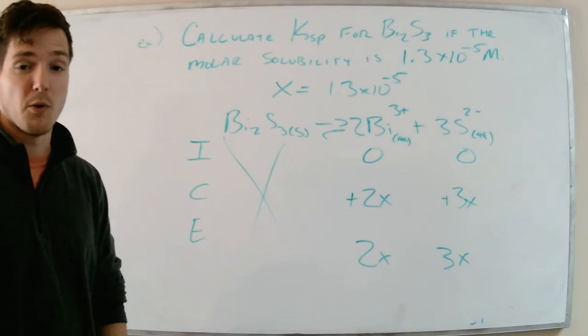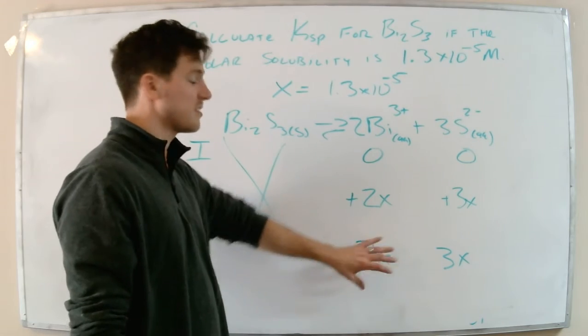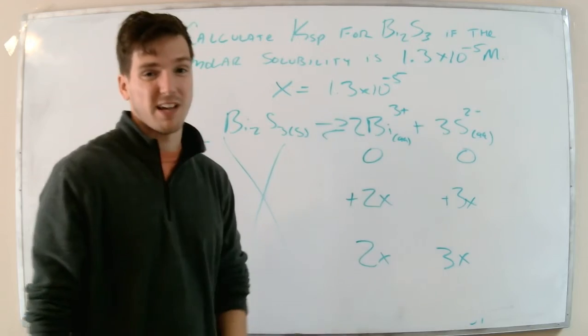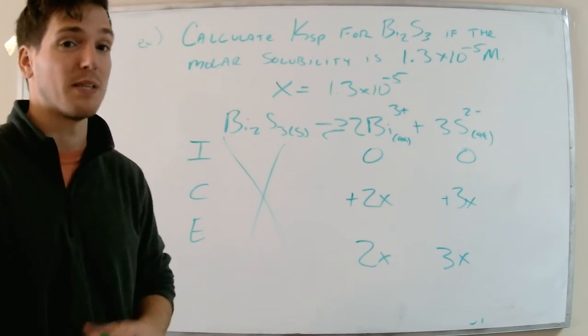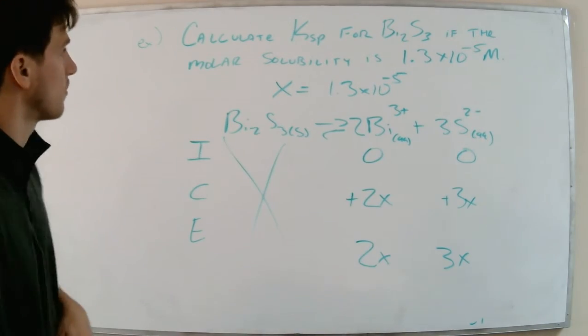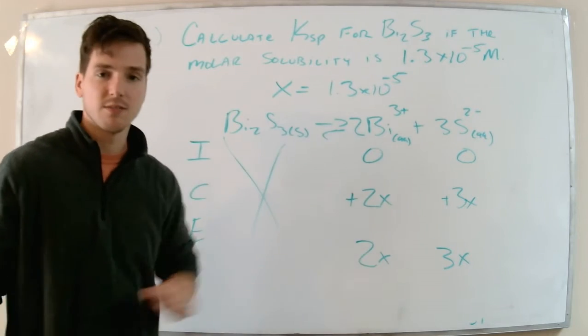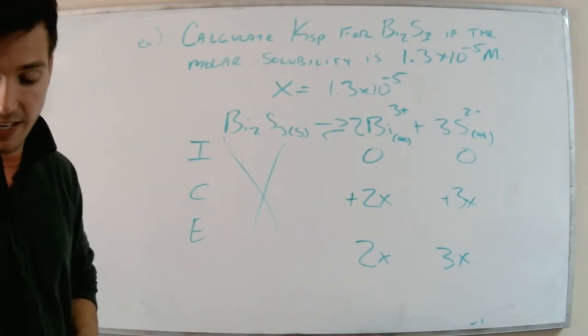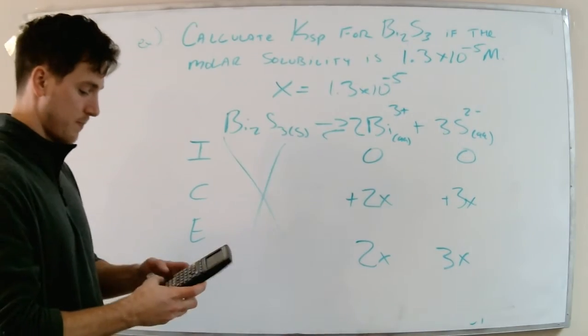Sometimes they'll give you the molar solubility of Bi3+. That'll be the whole equilibrium concentration. I know that's confusing, but that's what they'll do sometimes. Okay, so molar solubility is x. Let's go ahead and plug it in here and get our equilibrium concentrations.